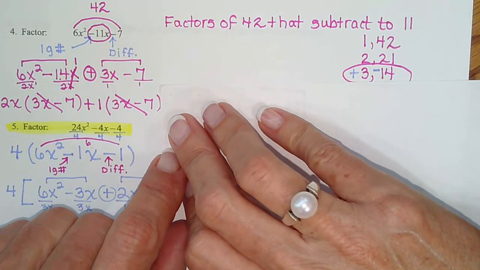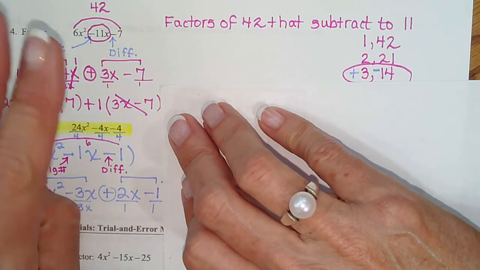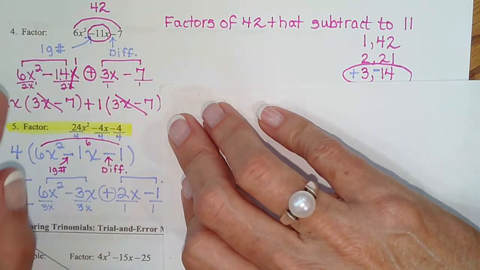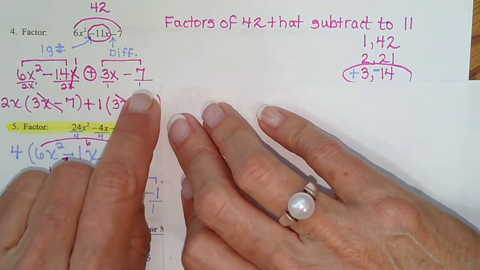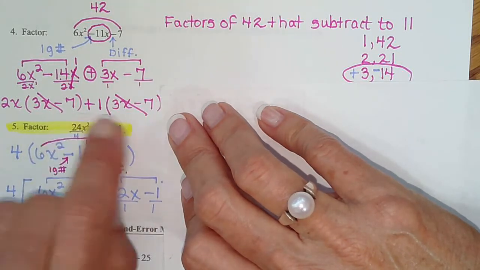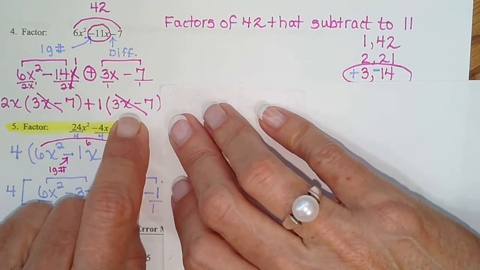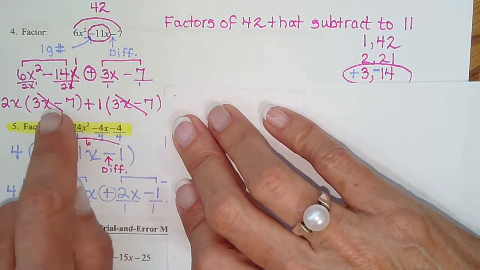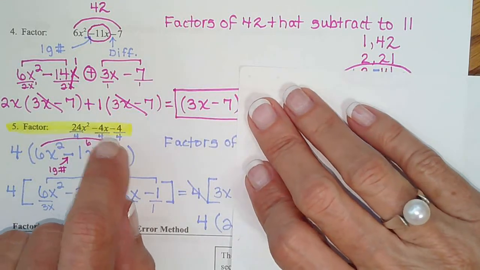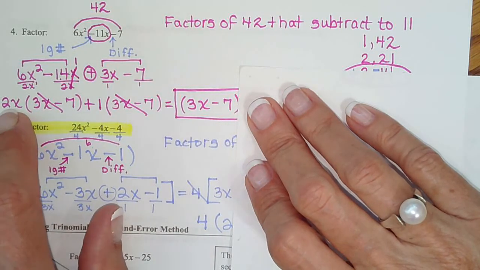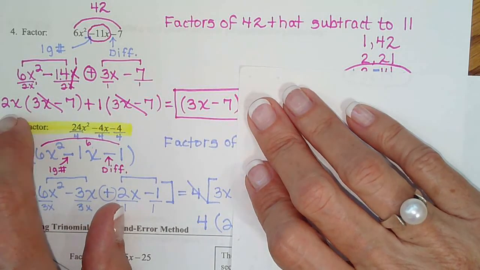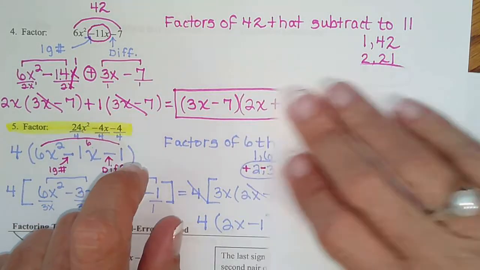So remember, grouping has 3 GCFs. The first one was 2x. The second one was 1. Now we have a GCF that's a binomial. So 3x minus 7, those match. So we pull that out in front, cross it out because it's been taken out. And then in the second parentheses, write what's left, 2x plus 1.